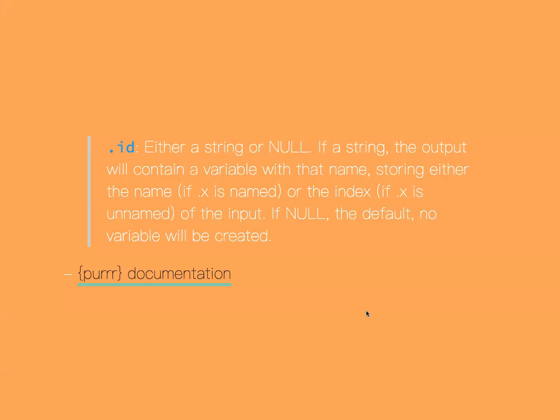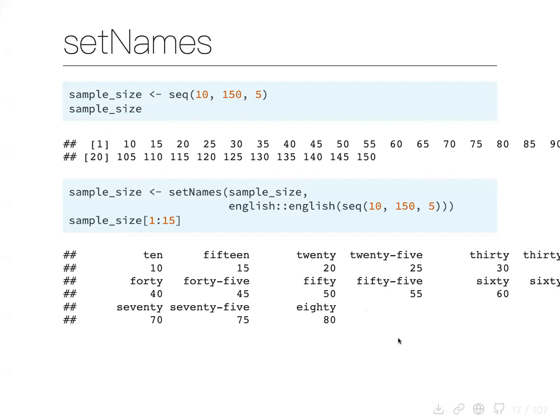All right, so .id is either a string or null. If it's a string, then the output will contain a variable with that name. What is stored in it is one of two things. It's either an index like we just saw, or if the vector you're looping through is named, it will include the names instead of an index. That probably isn't super clear right now, but I'll show you right here.